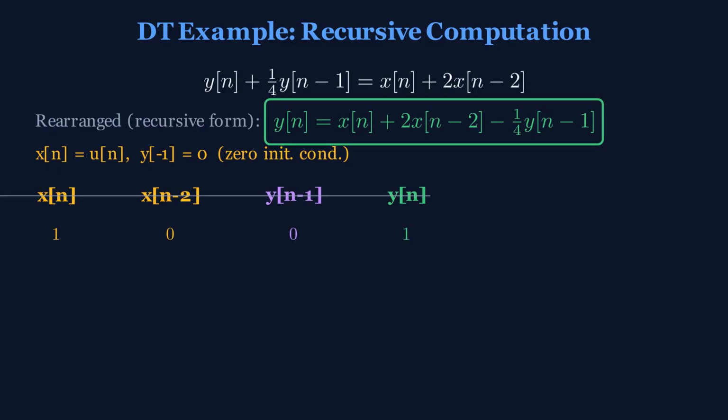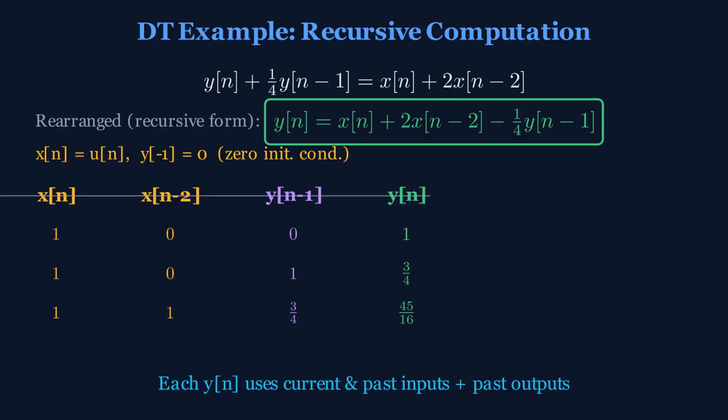At n equals 0, y0 equals x0 plus 2 times x of negative 2 minus 1/4 times y of negative 1. That gives 1 plus 0 minus 0 equals 1. At n equals 1, y1 equals 1 plus 0 minus 1/4 times 1 equals 3/4. At n equals 2, y2 equals 1 plus 2 times 1 minus 1/4 times 3/4. That's 3 minus 3 over 16, giving 45 over 16. Each step uses the current input, past inputs, and past outputs.